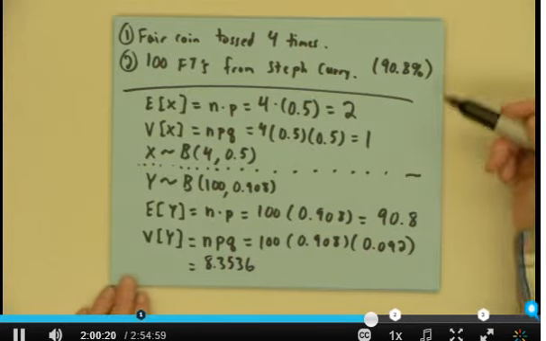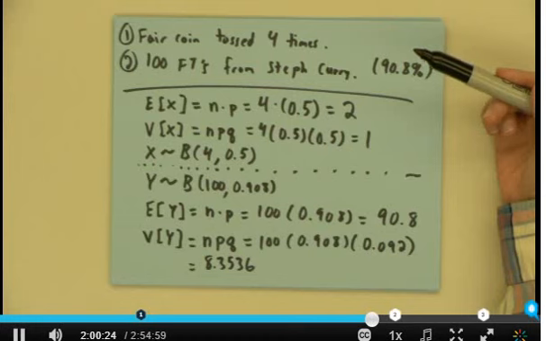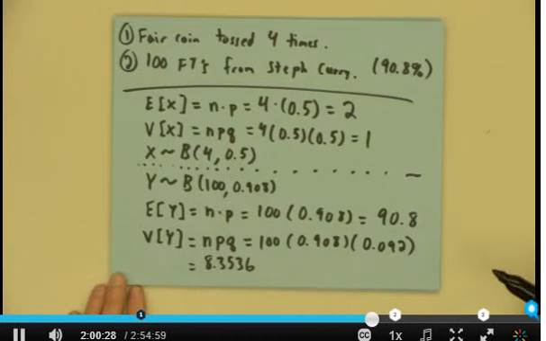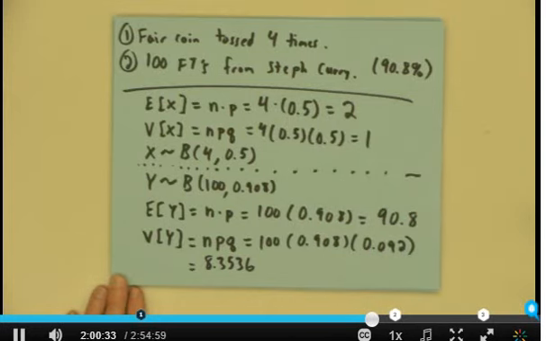Questions about those examples? Once you know you have a binomial distribution, and you know the 2 parameters, the n and the p, you can simply use these 2 formulas to find the expected value and the variance, and there's no other calculation required there.